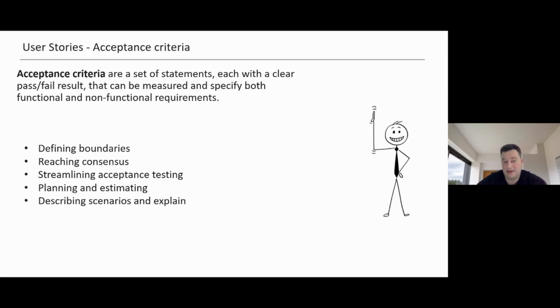And for what? For defining boundaries of stories, reaching consensus, streamlining acceptance testing, planning and estimating, and describing scenarios. So this is one of the most interesting accents in our work and in our business analyst work. Why? Because acceptance criteria we need to align definitely with developers and QAs. Don't forget about that, guys.